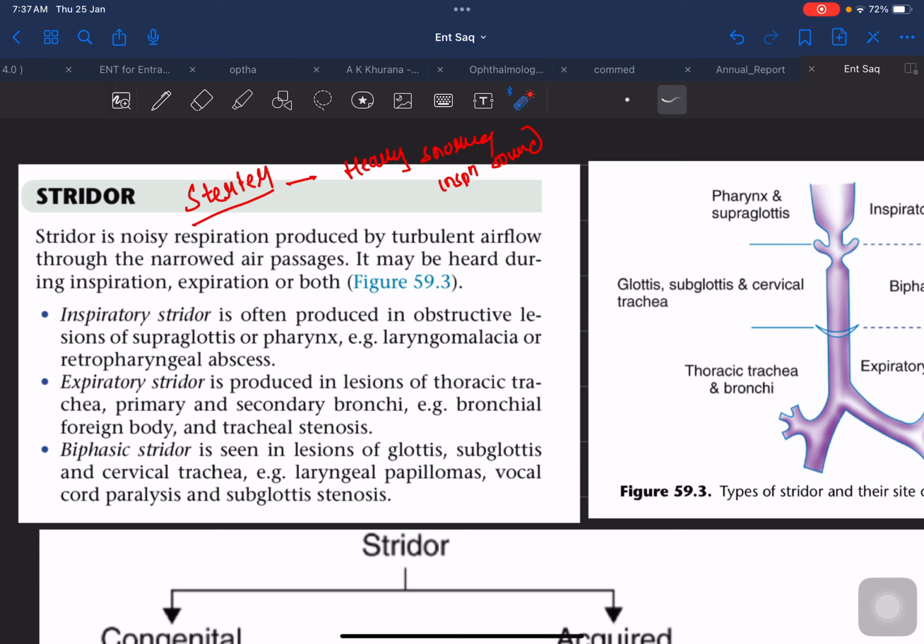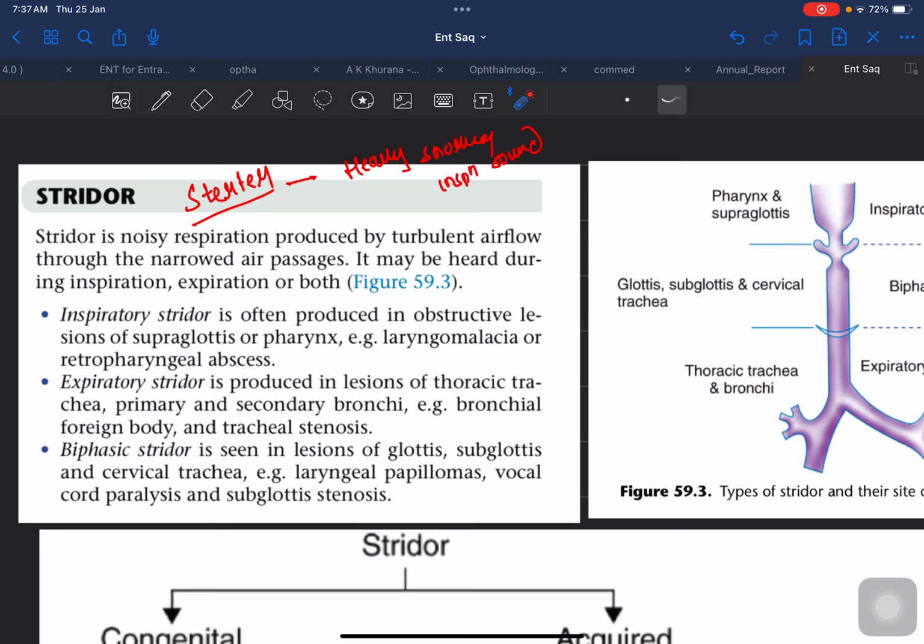Now, another one, the stridor. What is this? It is defined as a high pitched noisy sound that occurs during inhalation or exhalation. In stridor, we are talking about a noisy respiratory sound that occurs during inspiration or exhalation at any time, and it is a sign of respiratory obstruction.